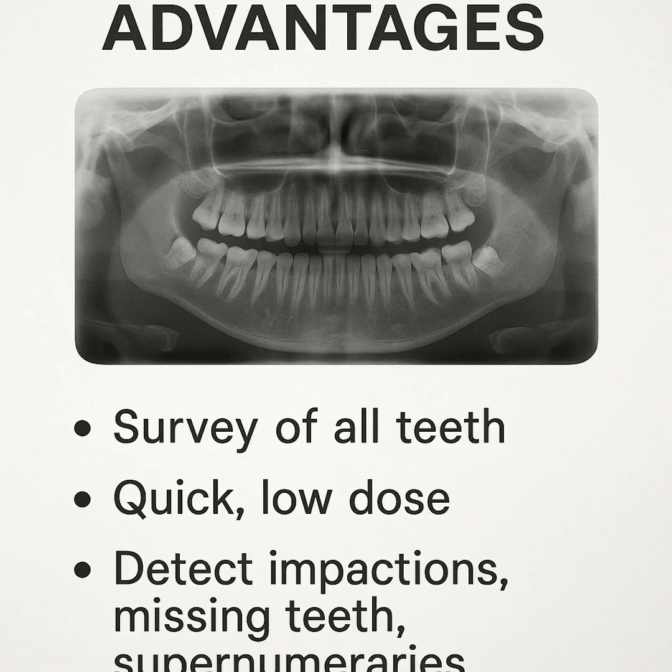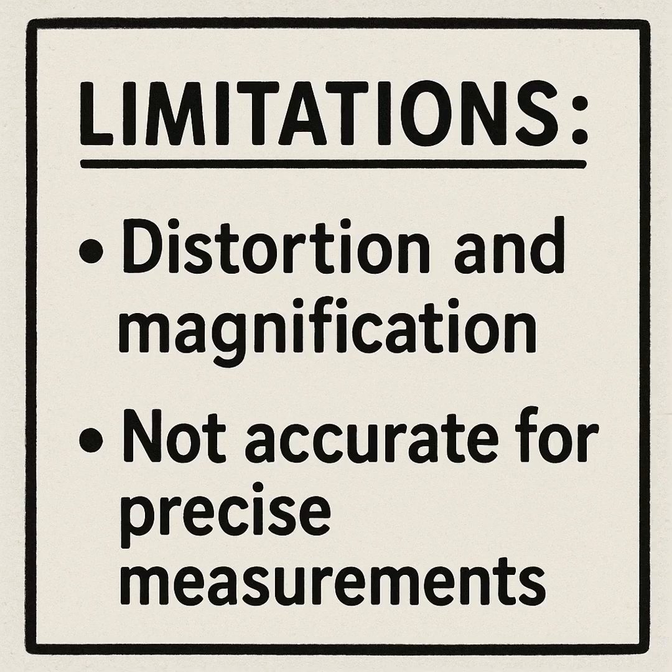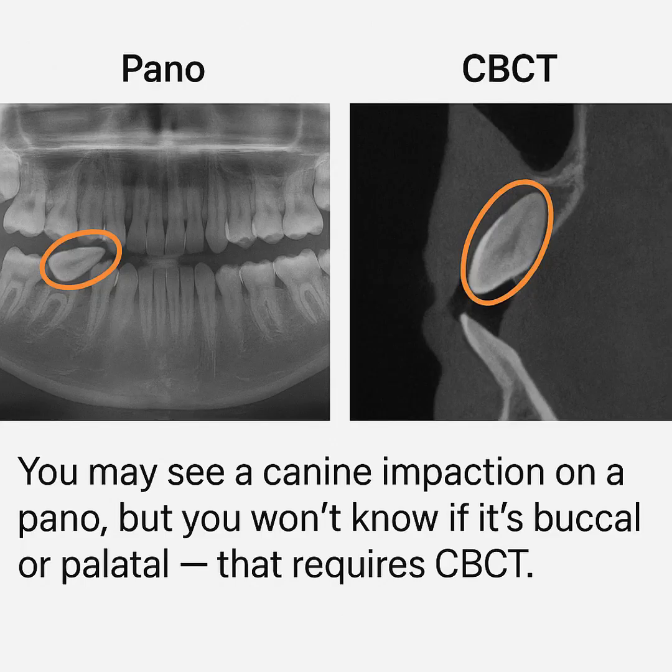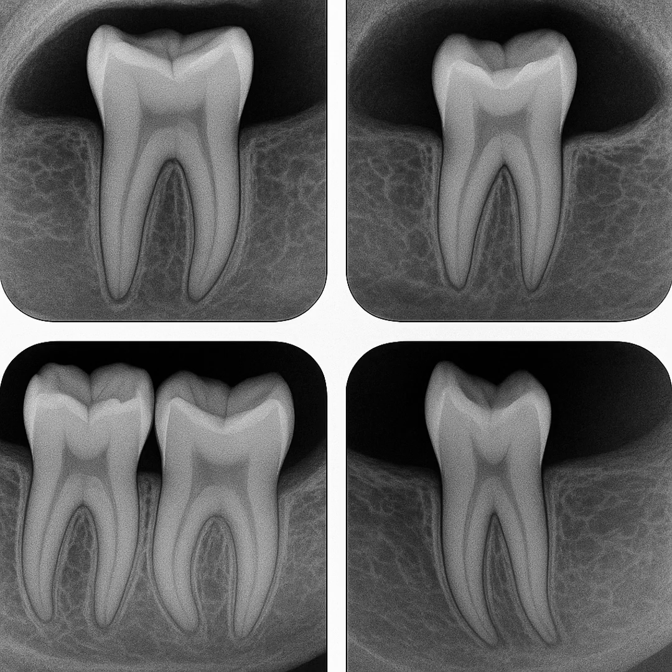Panoramic radiographs. A panoramic X-ray is like a wide-angle snapshot of the jaws. Advantages: survey of all teeth. Quick, low dose. Detect impactions, missing teeth, supernumeraries. Limitations: distortion and magnification. Not accurate for precise measurements. Example: you may see a canine impaction on a pano, but you won't know if it's buccal or palatal. That requires CBCT.